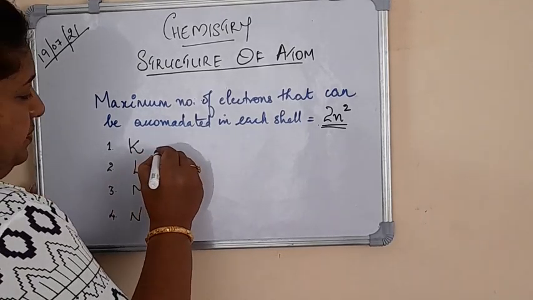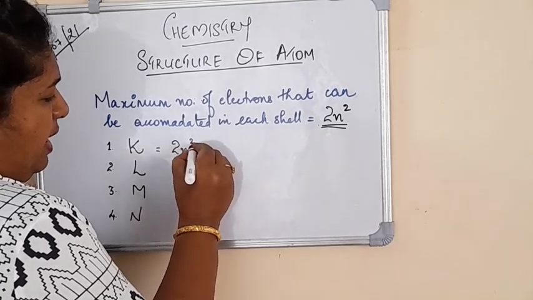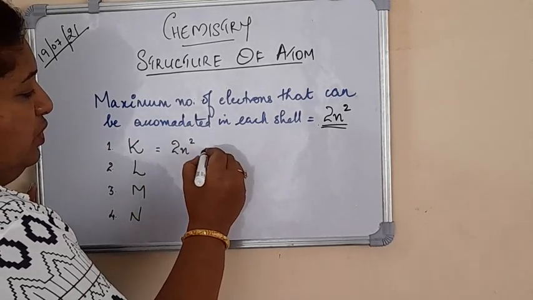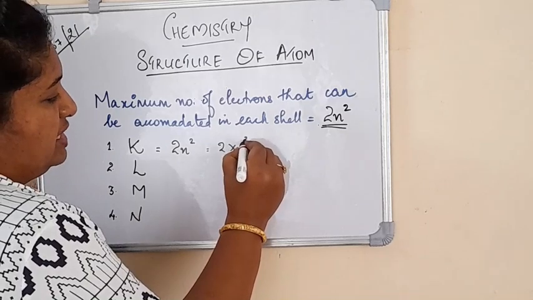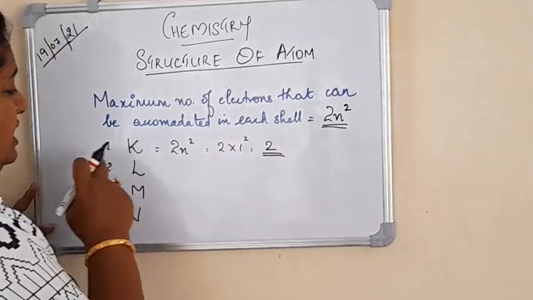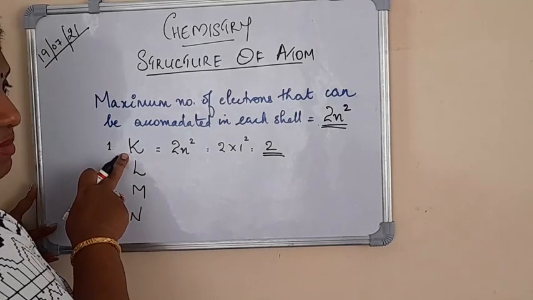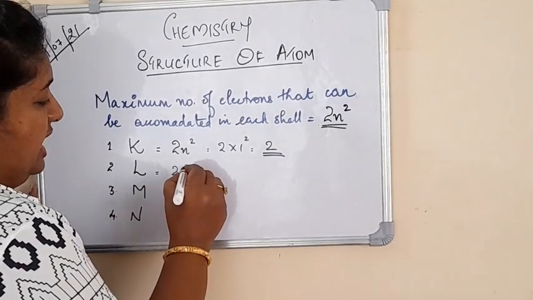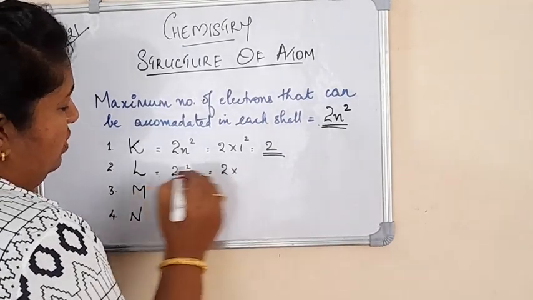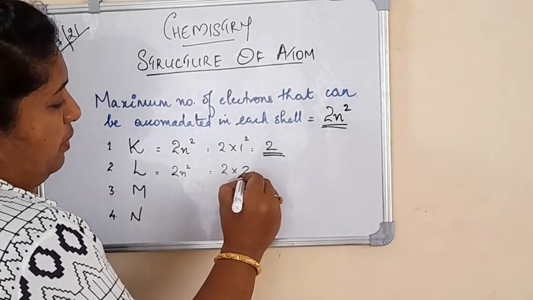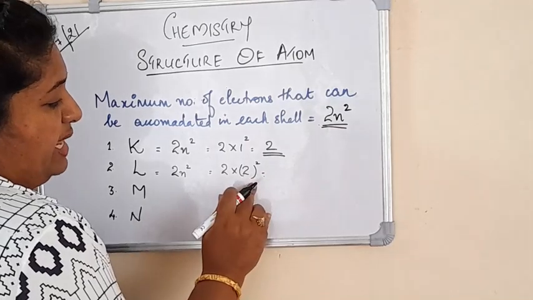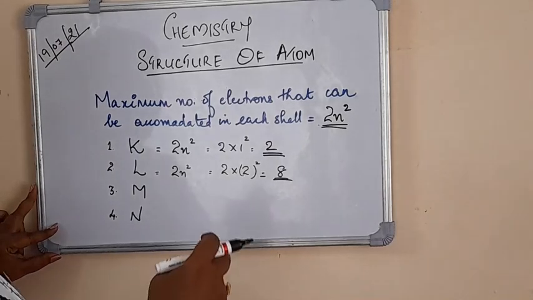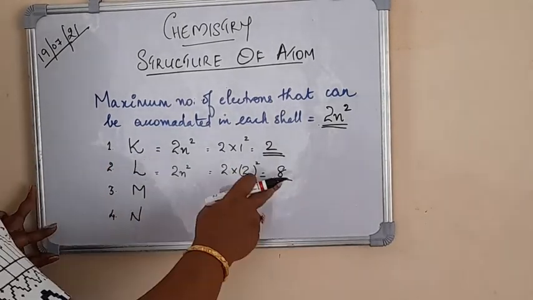Using that formula, we are going to find the number of electrons in each shell. First, K shell. Formula is 2n square. Now, what is n? n is the number of the shell. Here, K is the first shell. So, 2 into 1 square is 2. That is, the maximum electrons that can be accommodated by the K shell is 2. Next is the L shell. The formula is the same, 2n square. L is the second shell, so n is equal to 2. 2 square is 4, 4 into 2 is 8. So, the maximum number of electrons that can be accommodated by the L shell is 8.